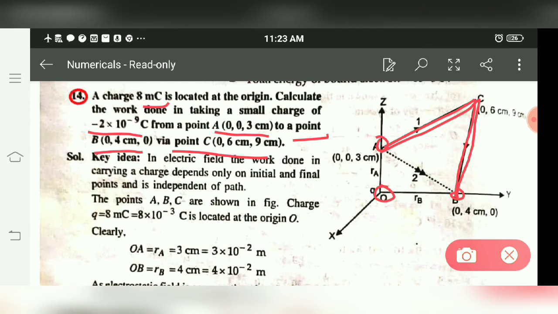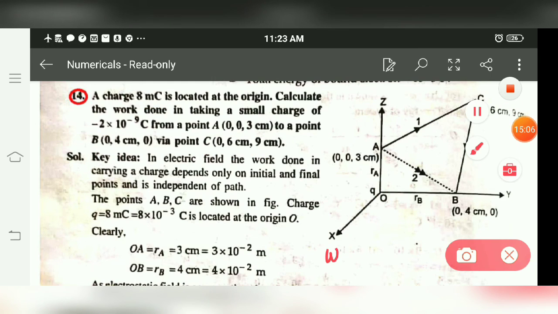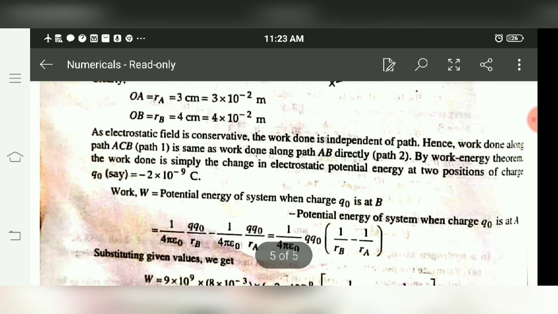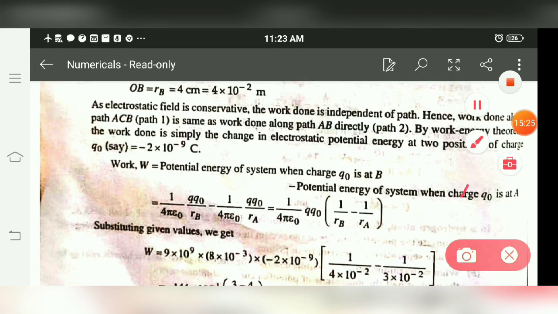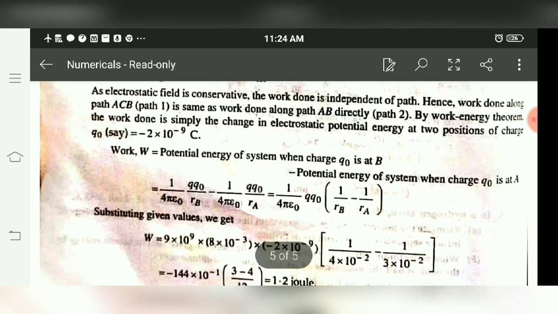But you have to keep one thing in mind: this energy or work done is conservative in nature. If it's conservative, it does not depend upon the path followed, it just depends upon the initial and final positions. So to calculate the work done, you just use this formula: charge into potential difference, VA minus VB. You just have to calculate the potential at point A and at point B, and the charge you have taken. By substituting, you get the amount of work done.